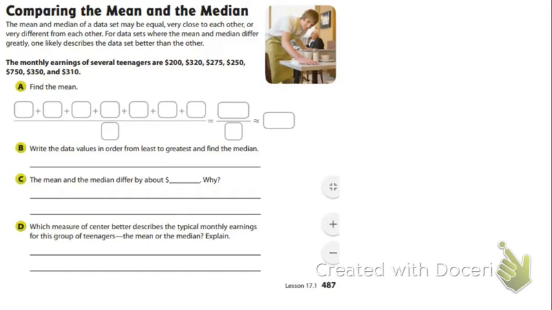So they're giving us this example. The monthly earnings of several teenagers are the following. Find the mean. Remember, how do you find the mean? You add up all the data values and then you divide by however many you added. So here it would be 200 plus 320 plus 275.